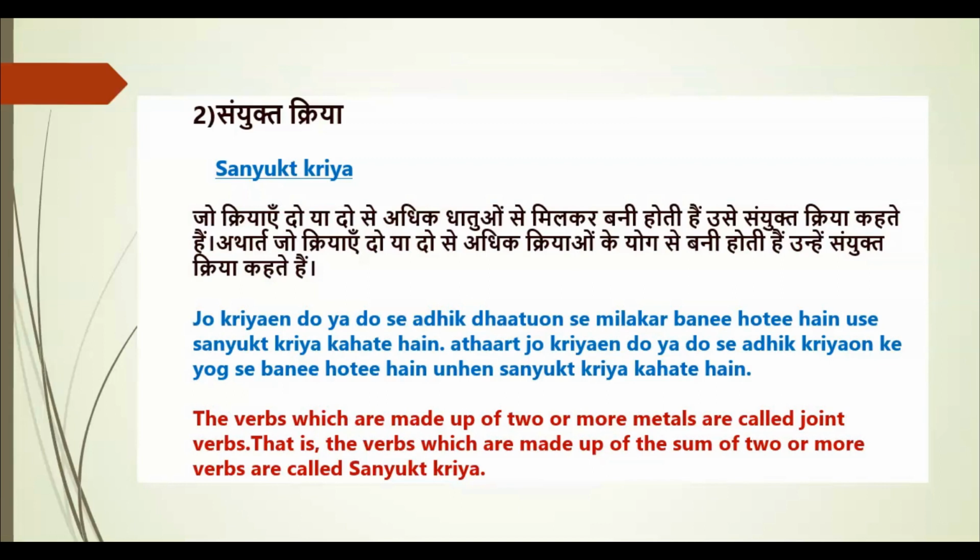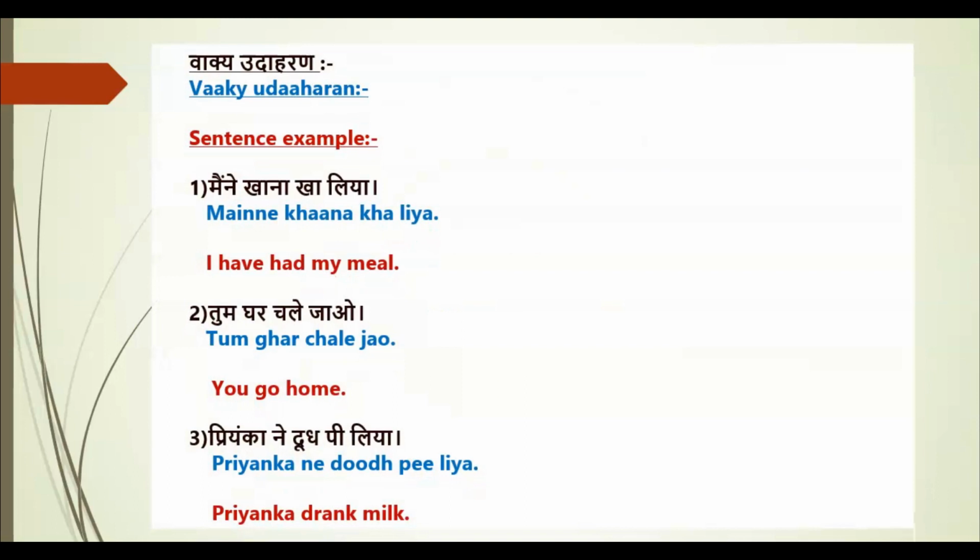This means the verbs which are made up of two or more metals are called joint verbs. That is, the verbs which are made up of the sum of two or more verbs are called sanyukt verbs. Now let's understand this with the help of examples. Vakya udharan. This means sentence example. Let's go through the first example.